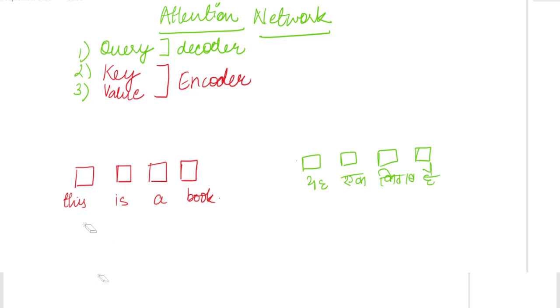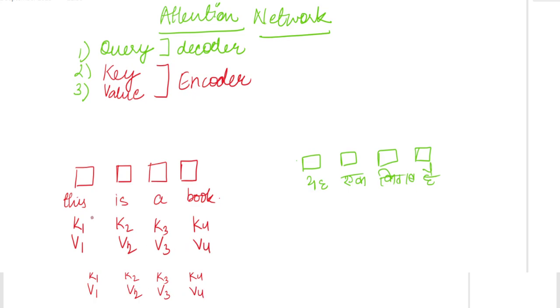The query comes from the decoder, and the key and value come from the encoder. So each input has a key vector and a value vector, and these are the same: K1 and V1 are same, K2 and V2 are same, K3 and V3 are same, and K4 and V4 are same. Key is basically the embedding for "this", and similarly the value is the embedding for "this". Then K2 and V2, key and value, are the embedding for "is", and so on.